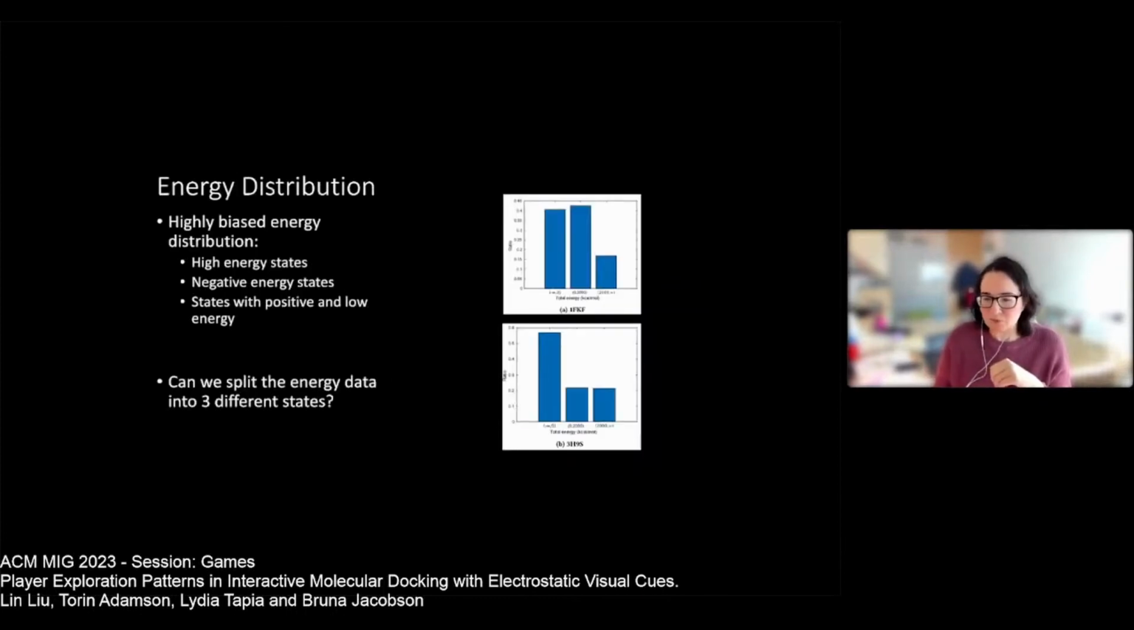Once we look at the data more carefully, we find that there is a large energy distribution, which we can pretty much split into 3 categories. You have these high energy states that happen whenever you have a collision. You have these negative energy states when you're close to the surface, typically, and the states with positive and low energy that could be in-between energy states. So the idea is, how can we split this energy data into 3 different states in a specific way, not just deciding where to draw these bins arbitrarily.